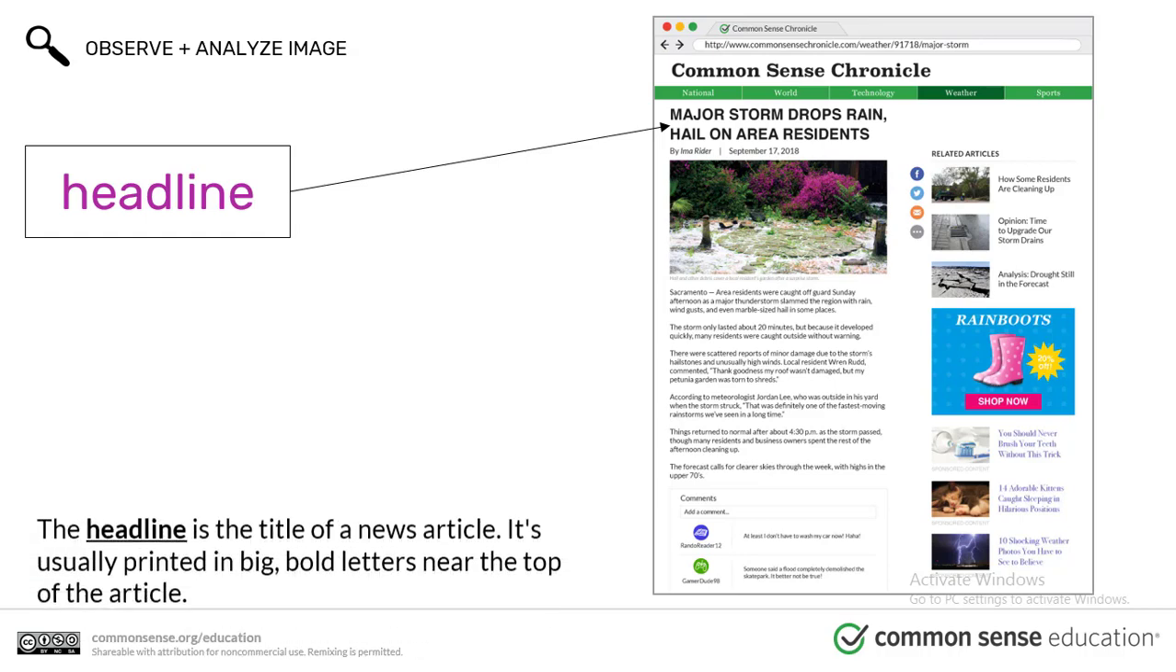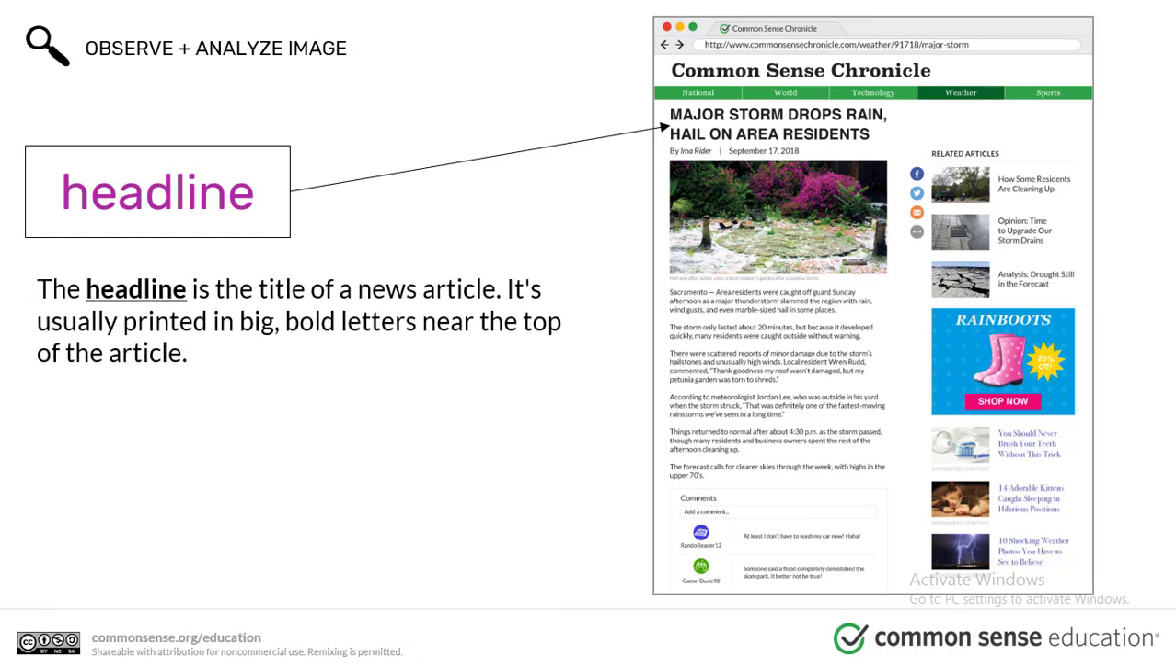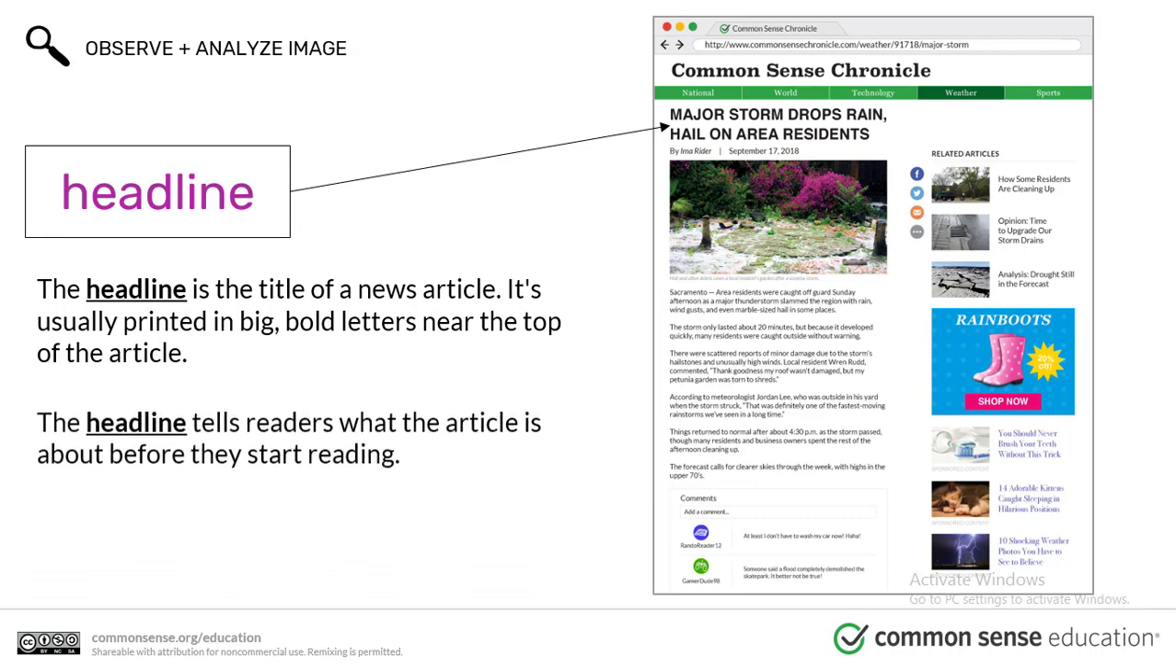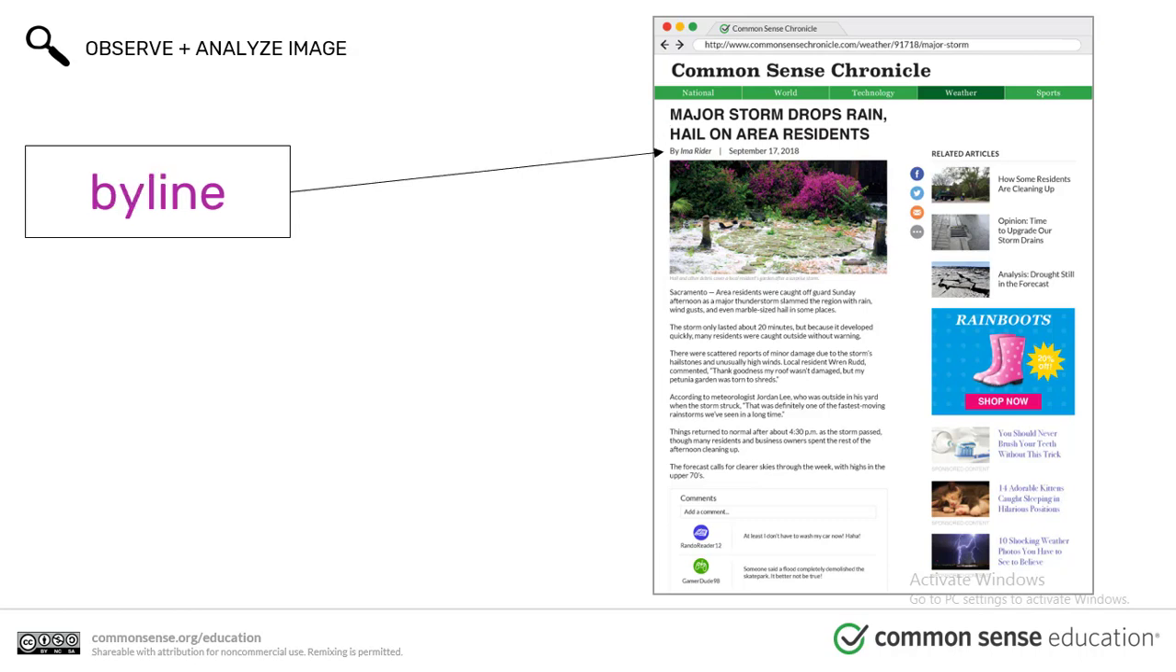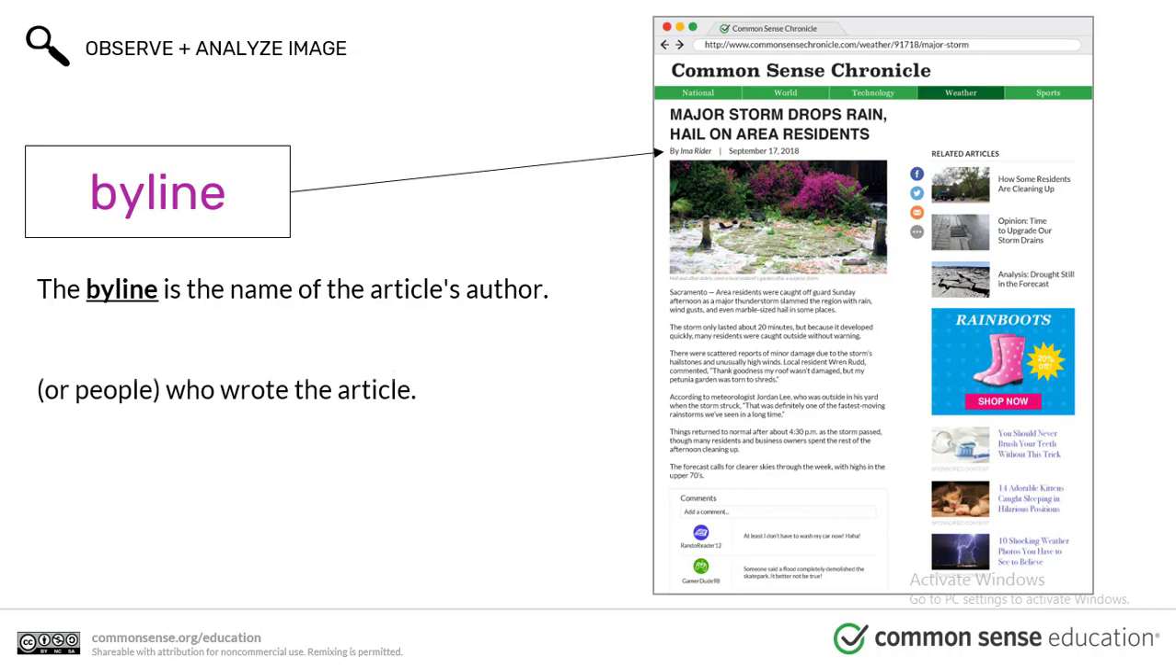Headlines. A headline is the title of the news article. It's usually printed in big bold letters near the top of the article, as you see. The headline tells the reader what the article is about before they start reading. Byline. The byline is the name of the article author. It tells the readers the name of the person or people who wrote the article.